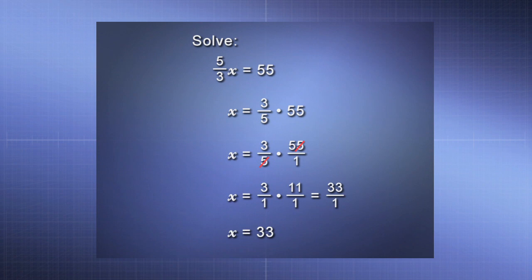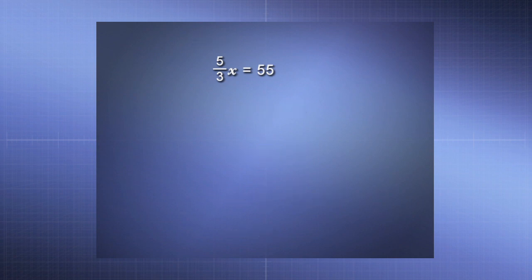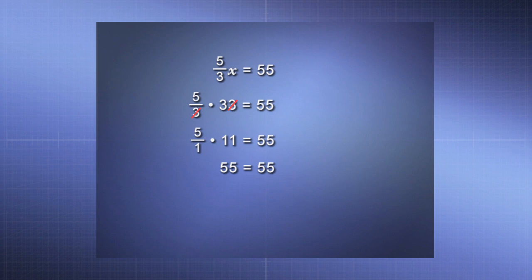We had to do some real mathematics there to get to that x equals 33, so let's check. We take our original equation, 5/3 x equals 55. We substitute 33 in for x, and we get 5/3 times 33 equals 55. We can reduce the left-hand side a bit by canceling the 3 with the 33, and we'll have 5 over 1 times 11 over 1, which is 55 over 1, or 55. We have the equation 55 equals 55, and that's definitely a true statement.